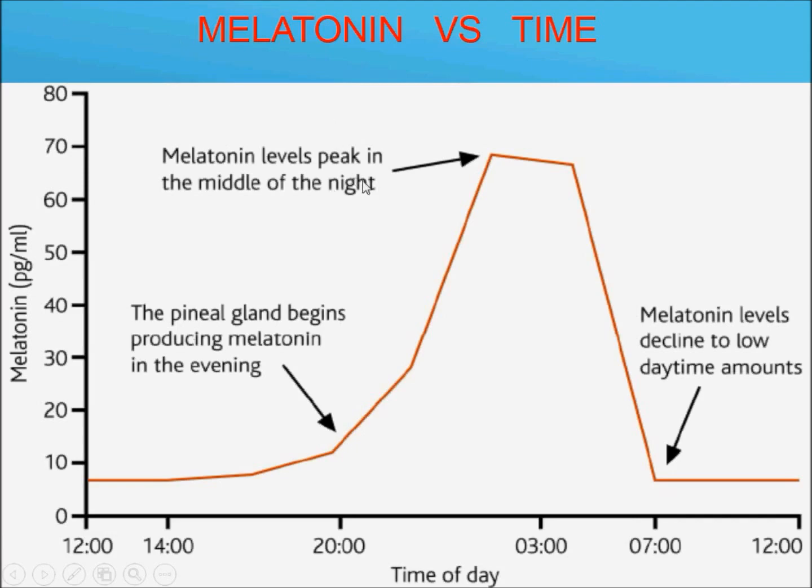Melatonin level peaks in the middle of the night. It reaches here, that is 70 picogram per ml, and then the melatonin level declines to the low daytime amount. So this is how the melatonin versus time graph takes place, when you plot time on this axis and melatonin on this axis.